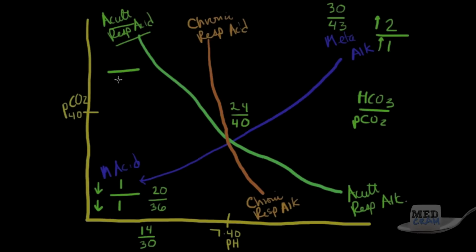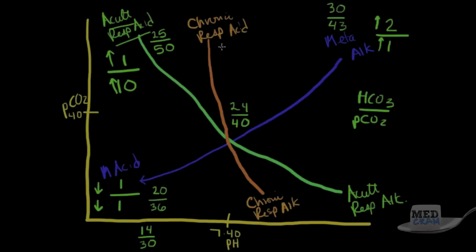So here the ratio is 10. For every 10 points that the PCO2 goes up, the bicarb only goes up by 1 point. And so what would be a good example here? A good example would be, for instance, if this was 50 on the bottom, and this would be 25. That would be acute respiratory acidosis.